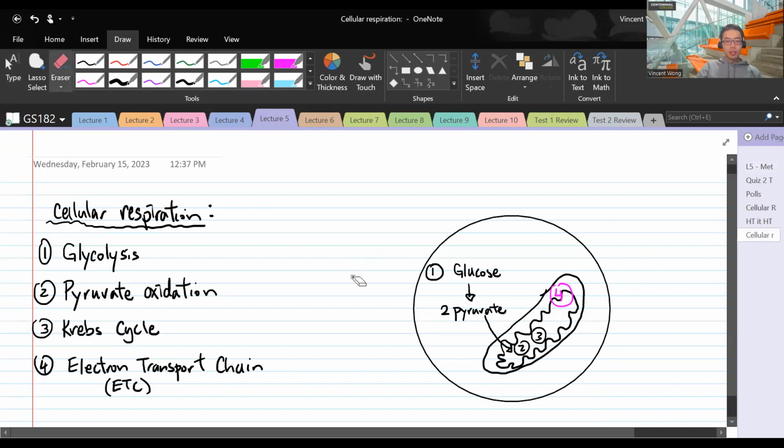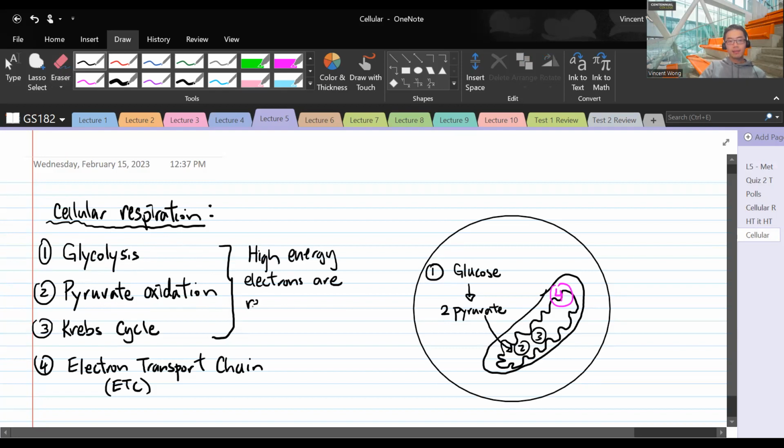So let's take a closer look at what's actually going on in this process. In the first 3 stages, glycolysis, pyruvate oxidation, and the Krebs cycle, what your body is focusing on is to harness the energy from the glucose. And that means we will be removing high energy electrons during these 3 steps. Okay, so high energy electrons are released from the first three steps.